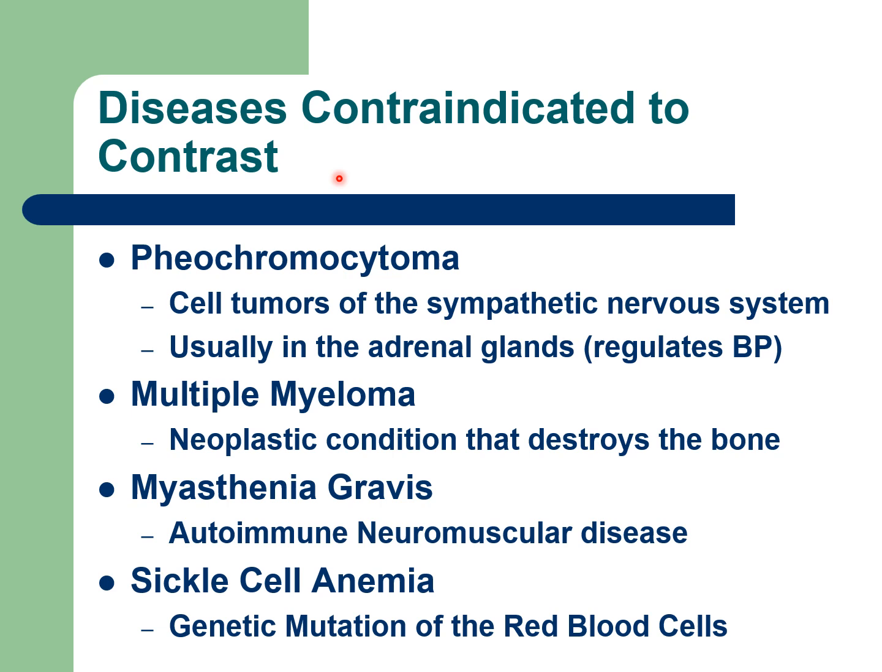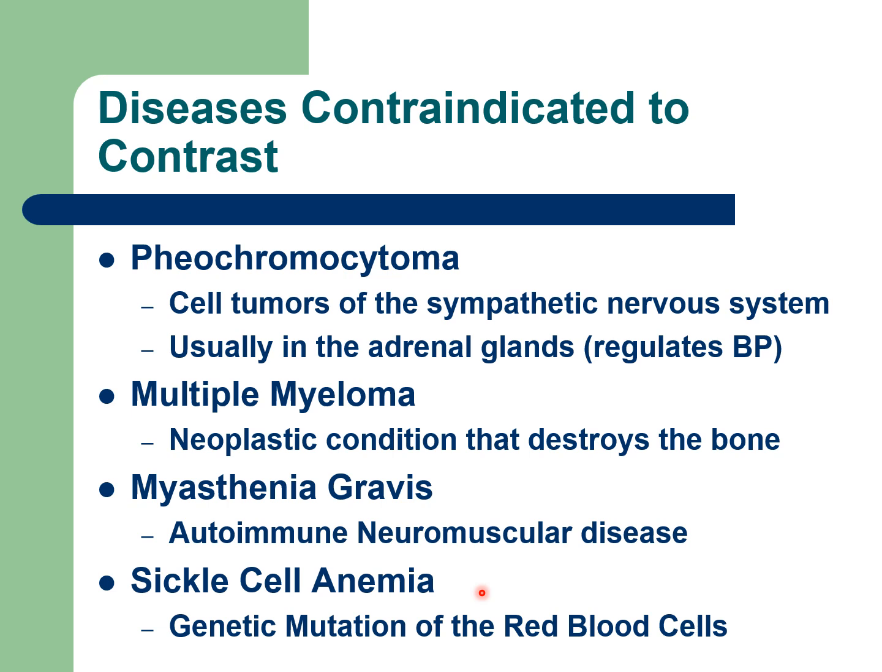Pheochromocytoma. That's cell tumors of the sympathetic nervous system, usually in the adrenal glands. They help regulate blood pressure. Multiple myeloma. I worked at a cancer hospital, so I knew about that. It's a neoplastic condition that destroys the bone. Myasthenia gravis, not so familiar with that. It's an autoimmune neuromuscular disease. I had a friend telling me about her friend that has that just recently. Sickle cell anemia is quite common because we see that in the black population and also certain populations from the Middle East. It's a genetic mutation in the red blood cells. So that is one that we would probably see more commonly than these.